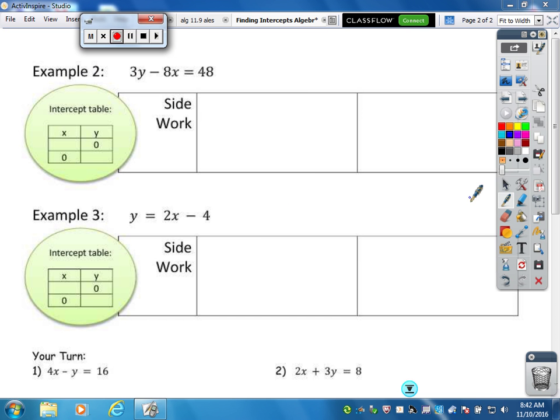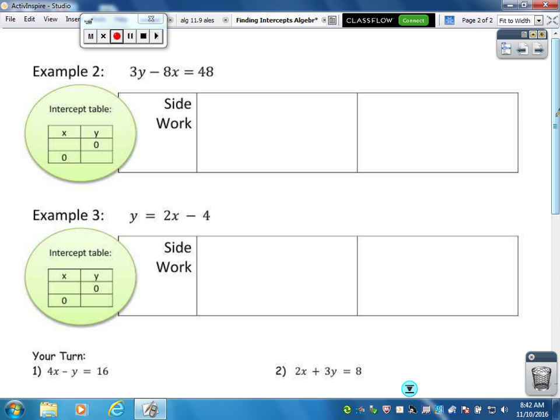On the back side of your notes, we are going to now solve for a new equation right here. 3y minus 8x equals 48, and I want the x and the y intercepts again. So if I plug in y equals 0, I'll have the x one. If I plug in x equals 0, I'll have the y one. So for my x-intercept and my y-intercept, I have a little room here for you to do all your work.